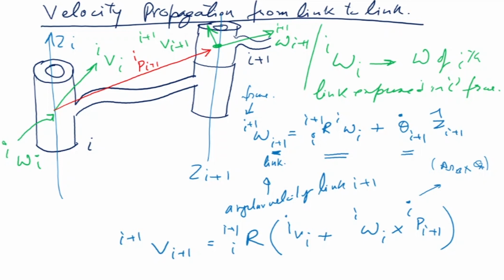So the linear velocity is the sum of the linear velocity of the previous link plus the linear velocity because of the rotational velocity of the previous link. We see there are two equations: this is equation 1 and this is equation 2. They tell us how the angular and linear velocities propagate from one link to another, and using these two equations we can move from one link to another.